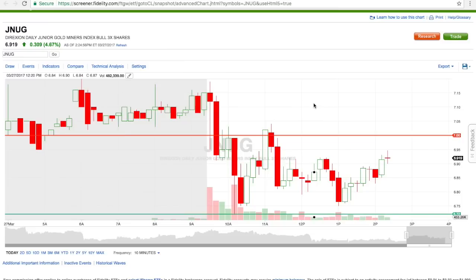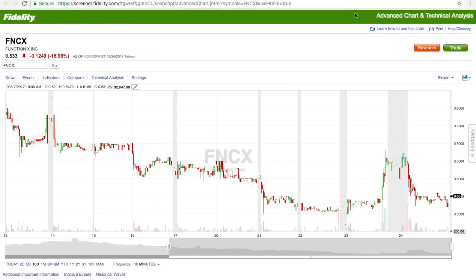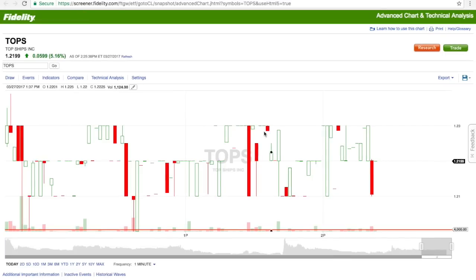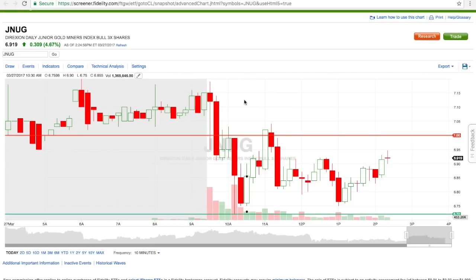Alrighty guys, so I'm going to make it very simple for you, and what we're going to be focusing on are what these boxes are and what the whiskers mean. And then I'm also going to explain what we experienced with FNCX, or I'm so sorry, TOPS, what are these little dashes. So let's start off with JNUG.